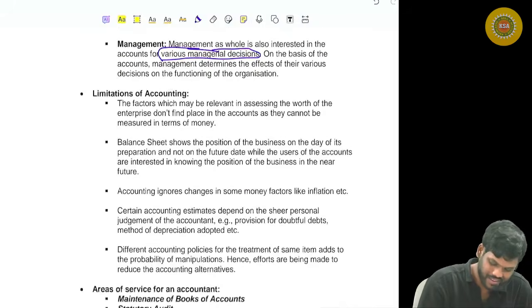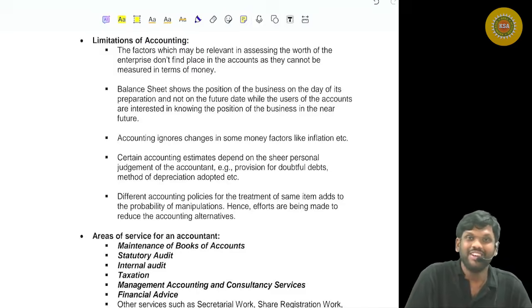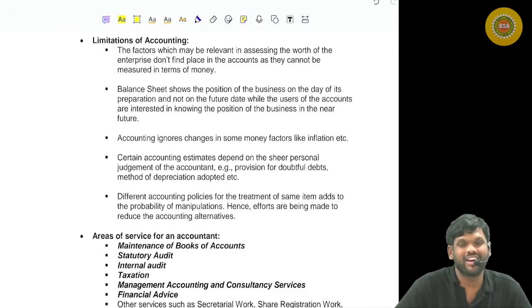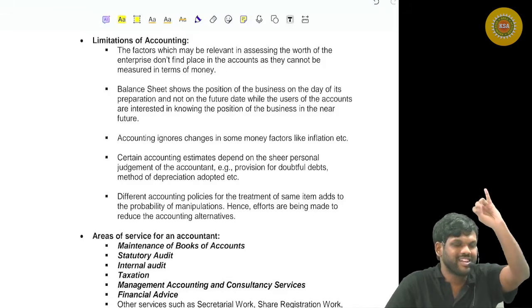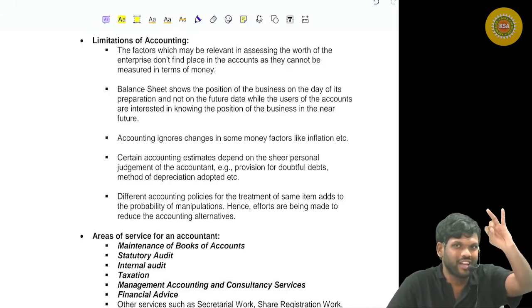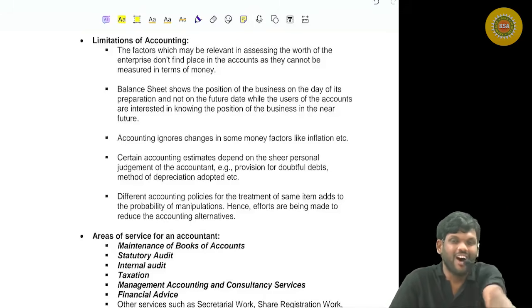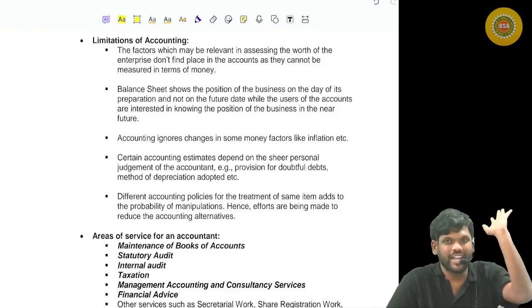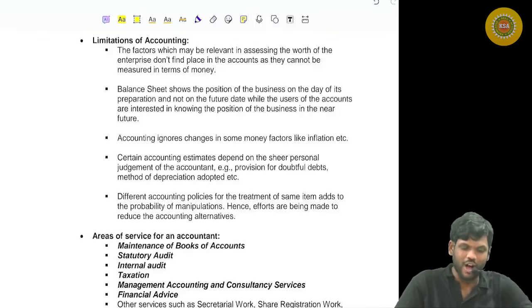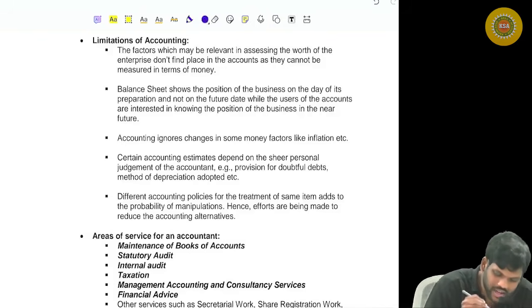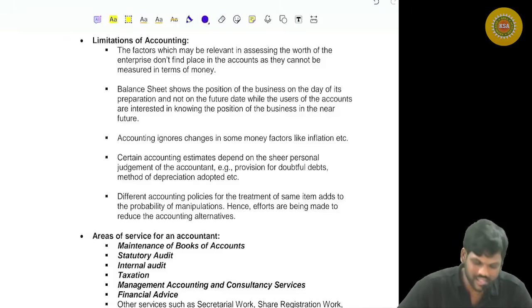Next, limitations of accounting. Sir, so far we started with definition of accounting, steps involved in accounting, objectives of accounting, functions of accounting, subfields of accounting, users of accounting. Last one, limitations, disadvantages of accounting. Sir, does accounts have disadvantages? Yes, there is a disadvantage.